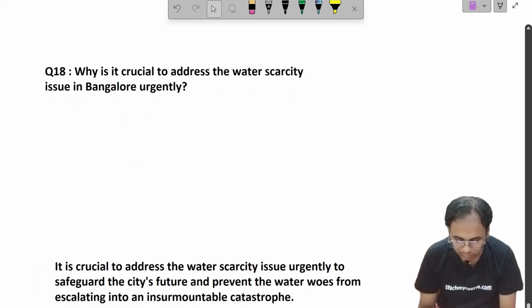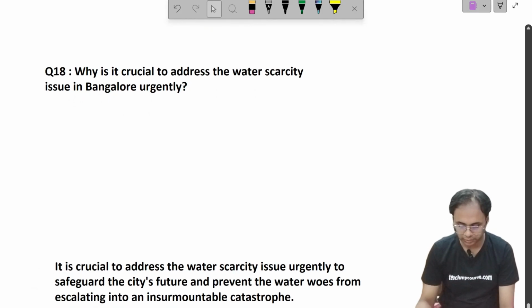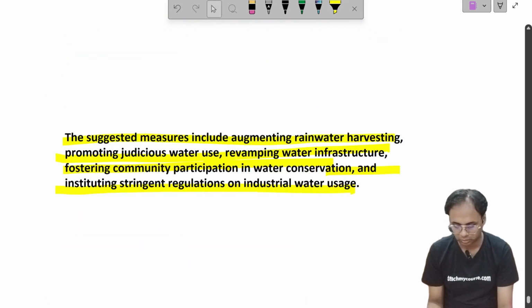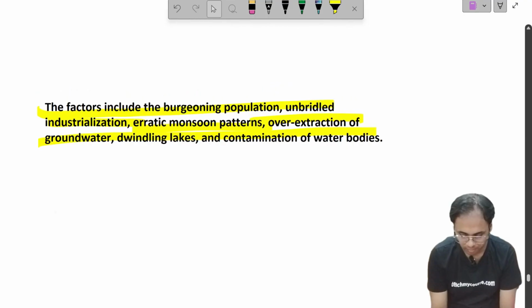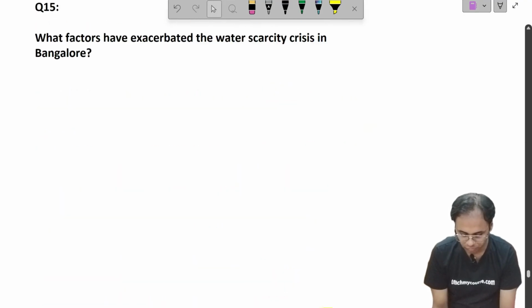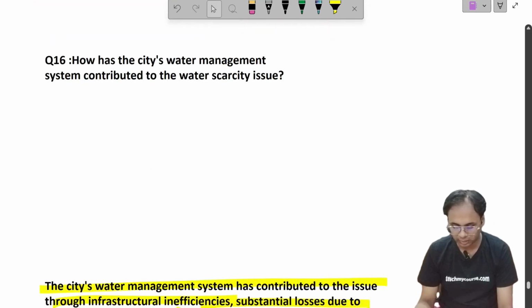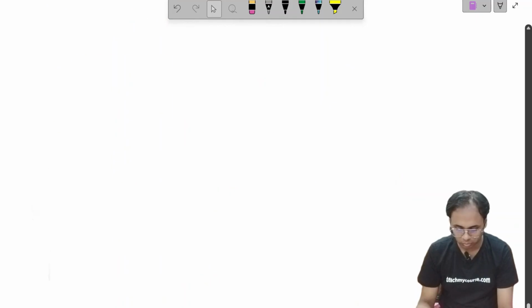Next is why is it crucial to address the water scarcity issues in Bangalore urgently? So from the para we have seen, it is crucial to address the water scarcity to safeguard the city's future and prevent the water woes from escalating into an insurmountable catastrophe, which is there in the last line. So sustainable practices are important in order to prevent an insurmountable catastrophe.